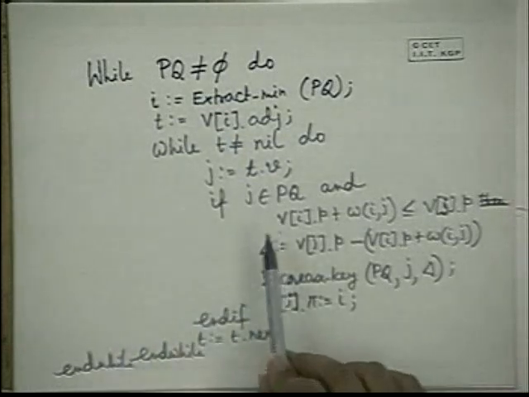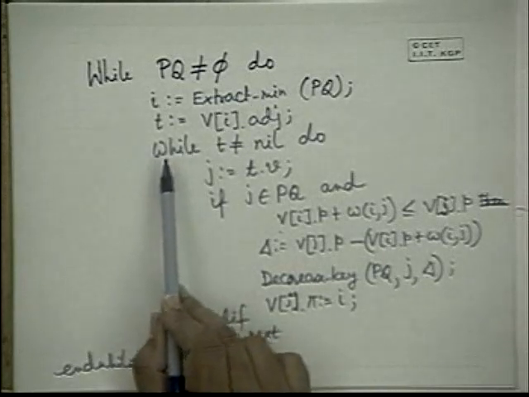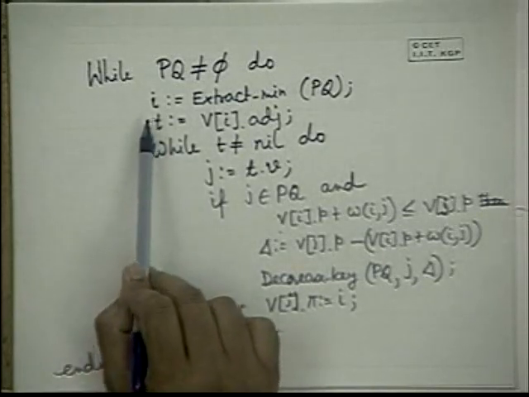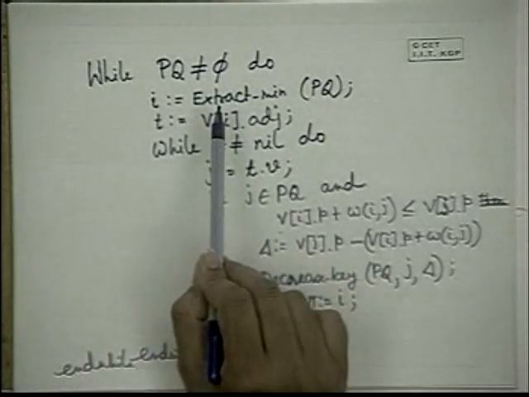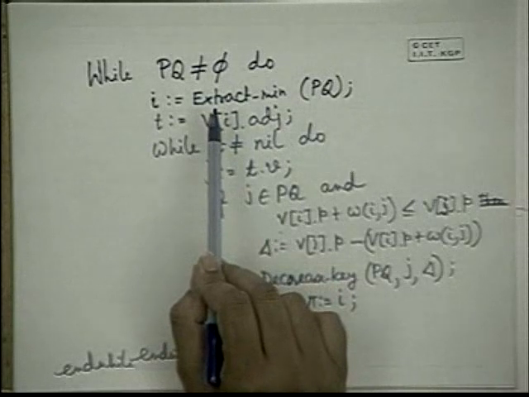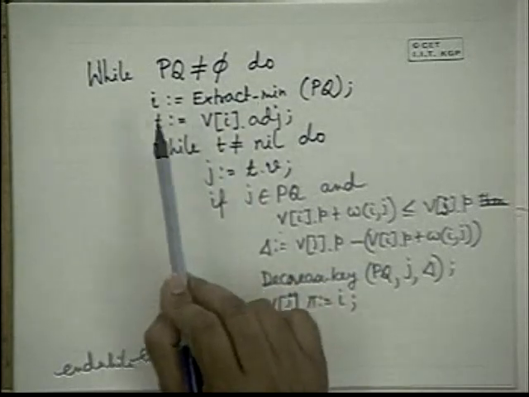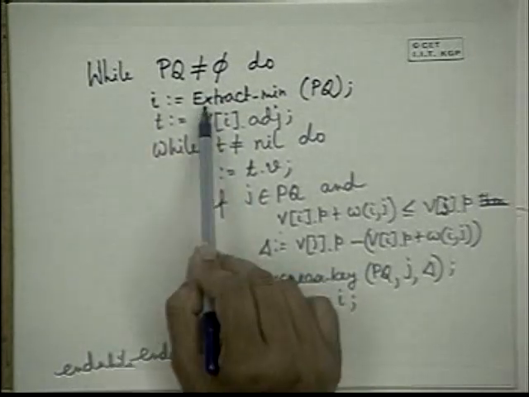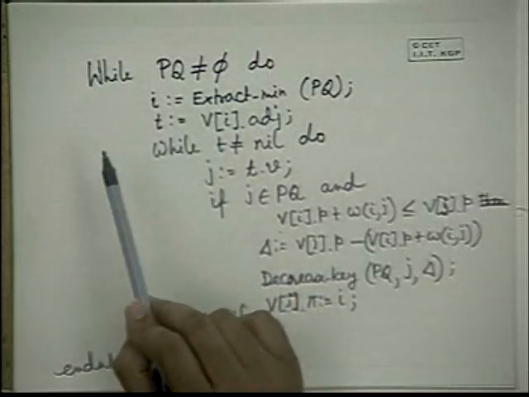So I hope you have understood it. Let me go over it a little bit more slowly now. What we are doing is extracting the vertex from the priority queue with the minimum weight, and I already told you the vertex with the minimum weight will be the correct vertex to include this time. This weight will give you the correct shortest path weight from the source to I.